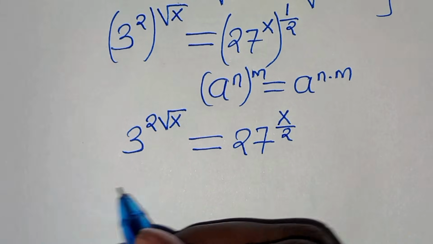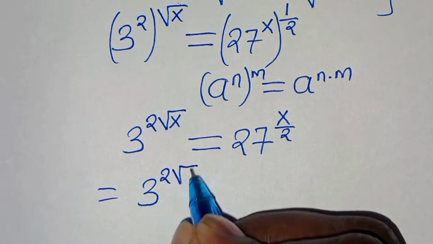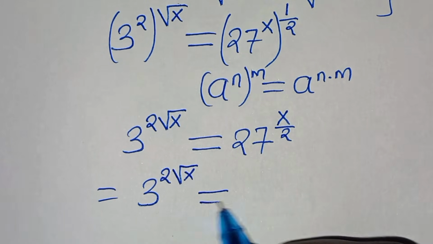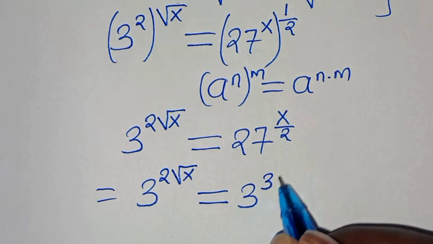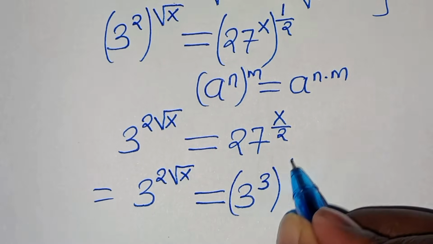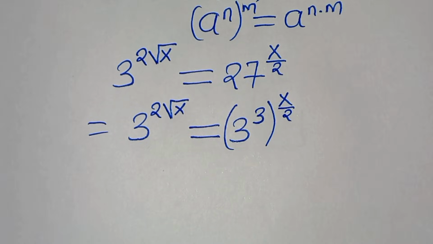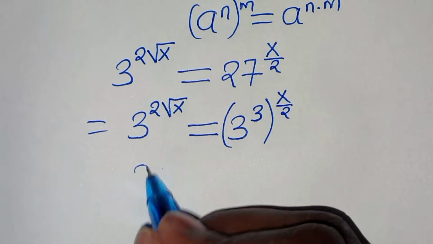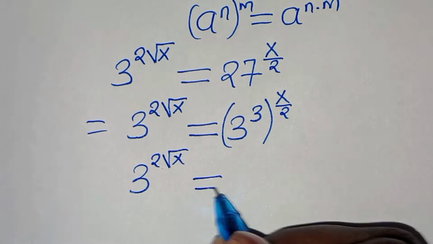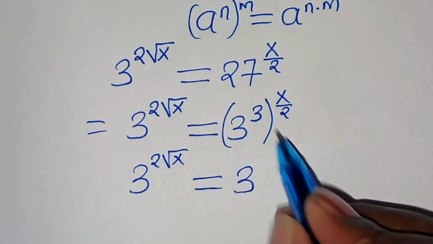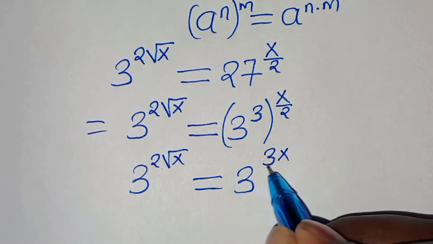So this means that we have 3 raised to the power of 2 multiplying by square root of x. This is equal to 27, which is 3 to the power of 3, raised to the power of x over 2. So we have 3 to the power of 2 multiplying by square root of x. This is equal to 3 to the power of 3 times x over 2, which is 3x over 2.